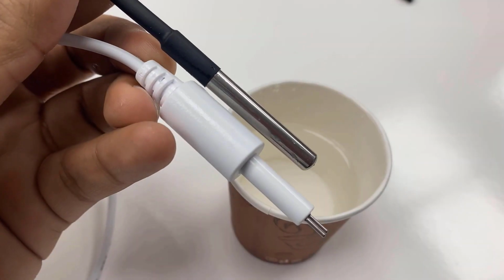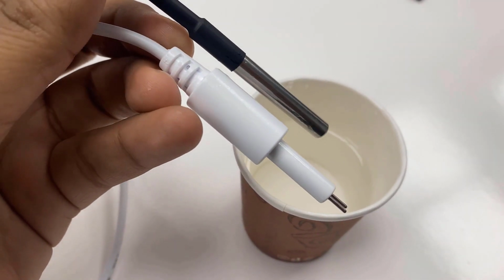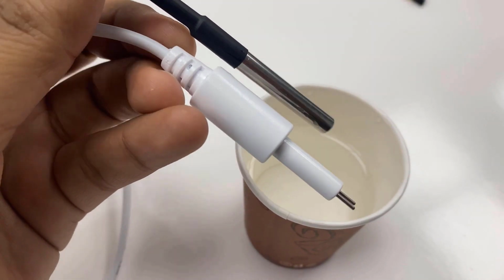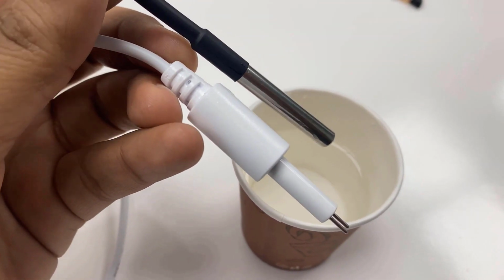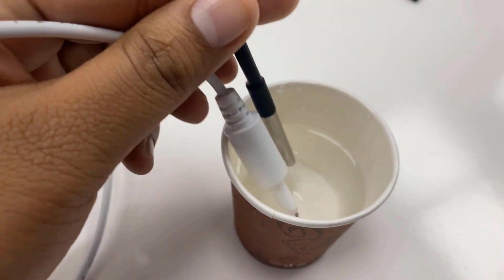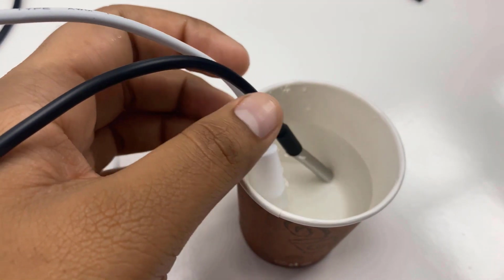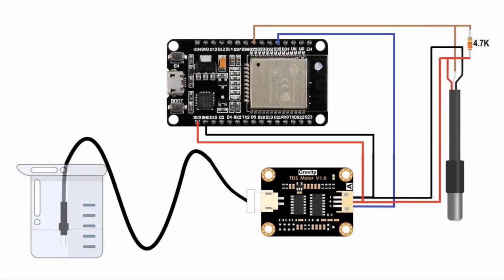The reason why we are using a temperature sensor is that a temperature parameter is required during TDS compensation. The TDS value changes a lot with rising and falling temperature, so you need to put both the sensors in water during measurement. Let's move to the project part now.